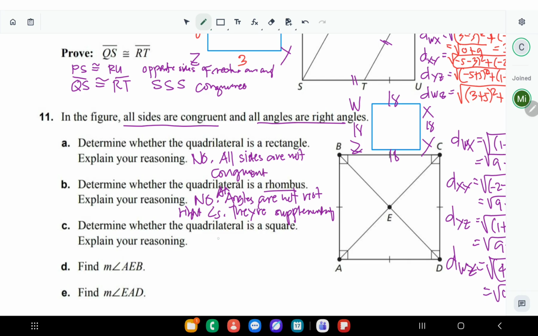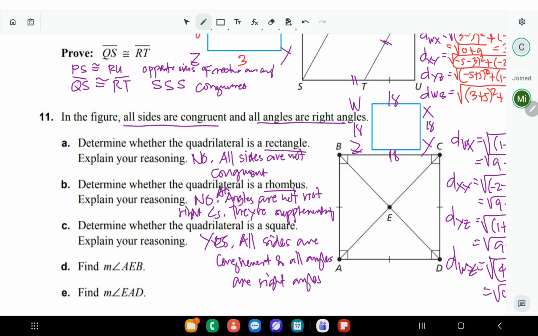Determine whether the quadrilateral is a rectangle, yes, this one. The answer is square, because all sides are congruent and all angles are right angles. It's a no. Why do you say yes? Yeah, but the square is not a rectangle. It says rectangle.